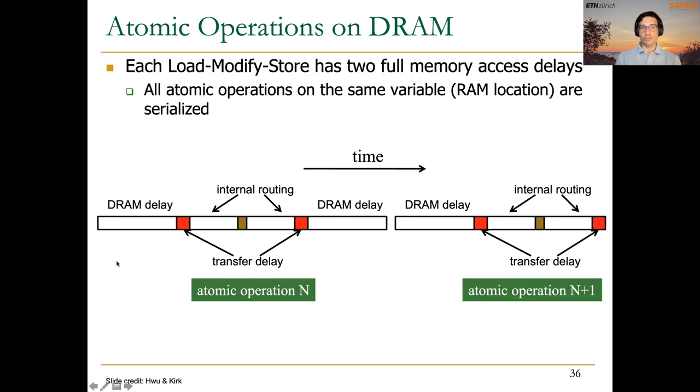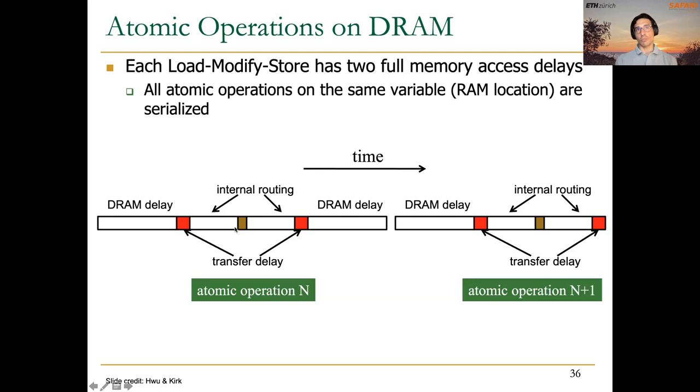Imagine that we have two threads that want to update the same location in the DRAM. So there will be some DRAM delay, some latency to fetch the value from DRAM, from the global memory. Then there is a transfer delay over the memory channel, over the off-chip bus that brings the data to the processor itself, to the GPU. Then there is some internal routing. And then here, in a few cycles, we can perform the update.